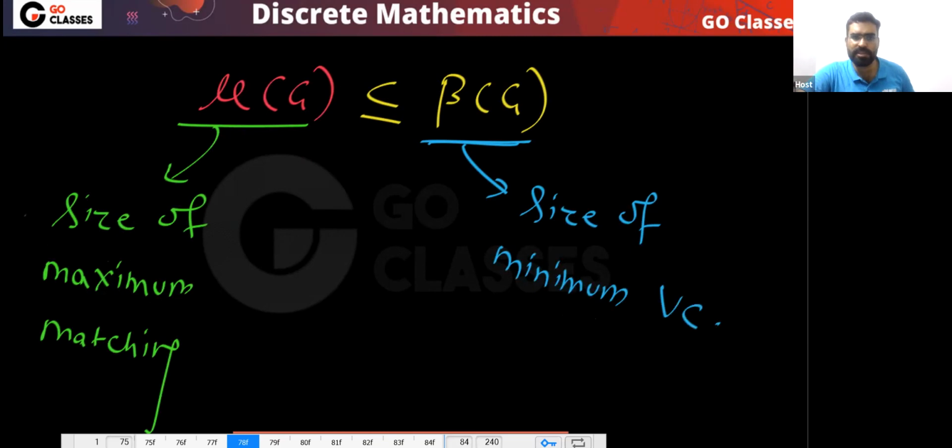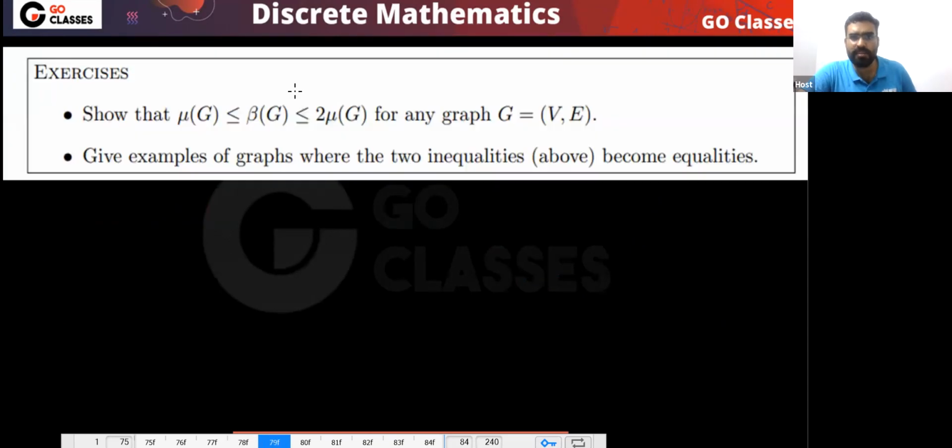This is the size of the minimum vertex cover. So the size of the maximum matching will be less than or equal to the size of the minimum vertex cover. There is one more interesting thing. This beta, the vertex cover number, is less than or equal to double the maximum matching.